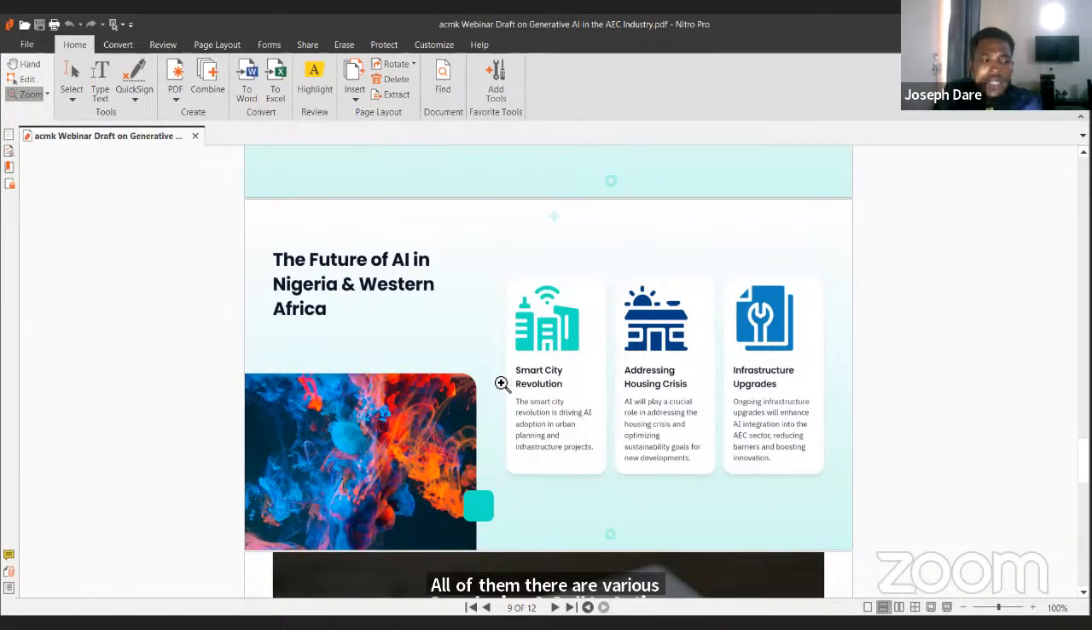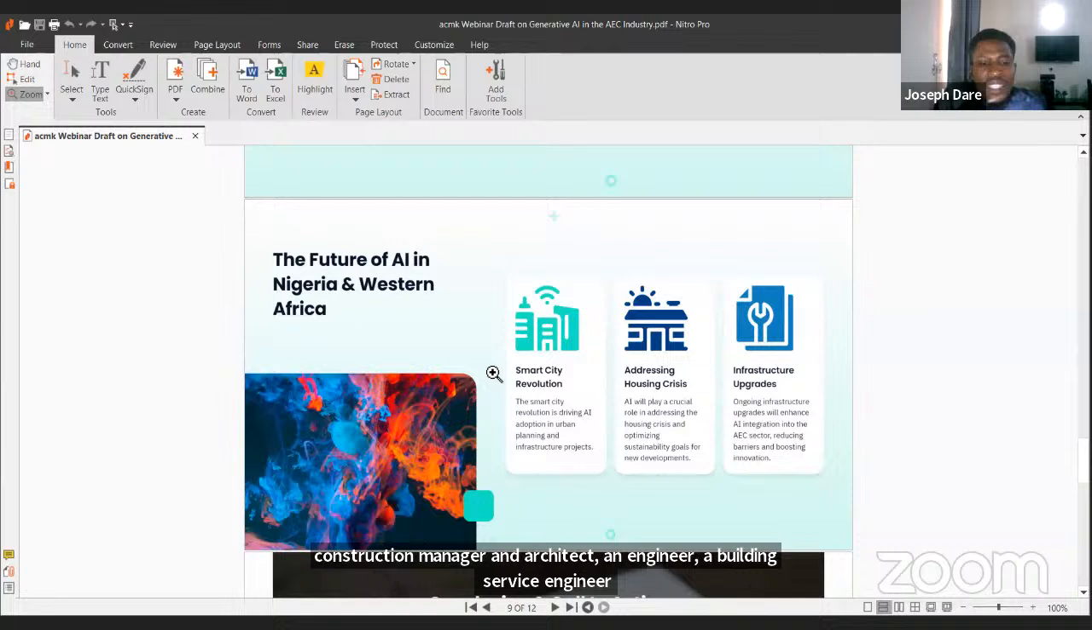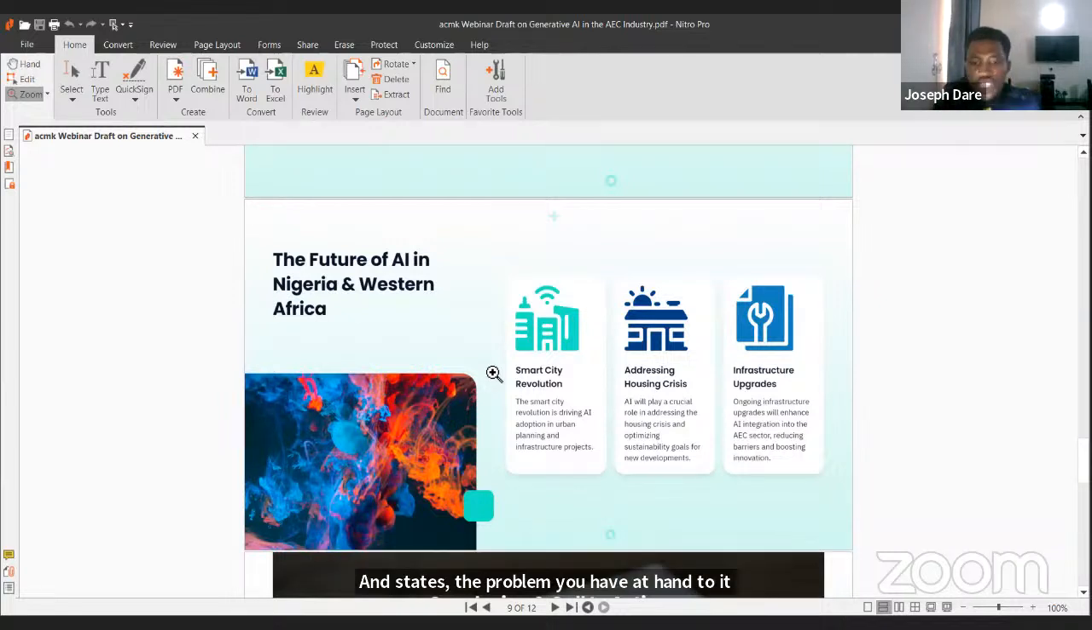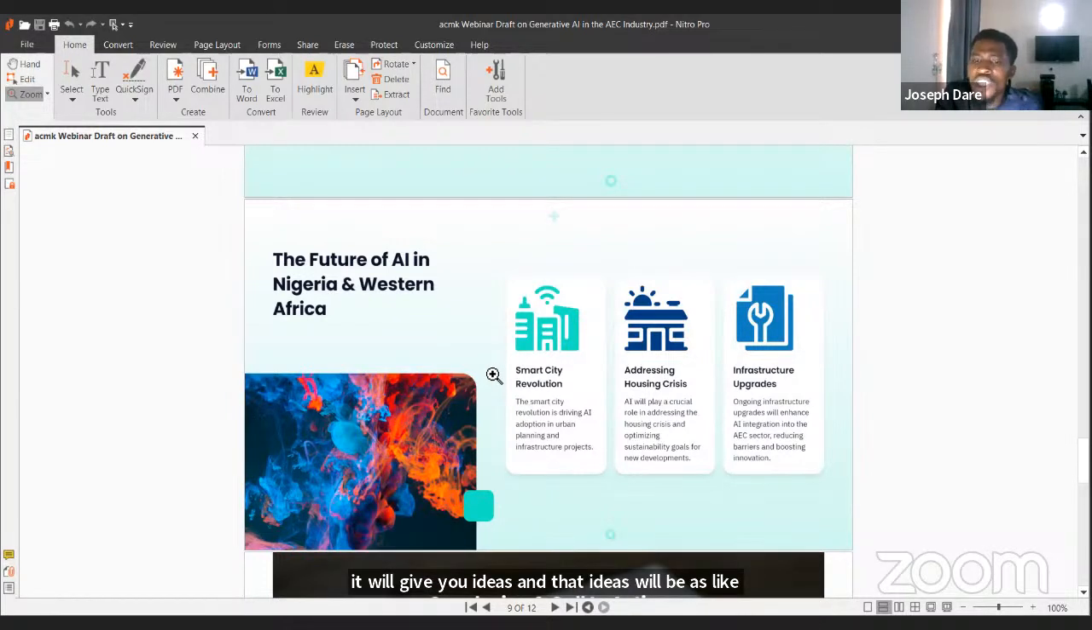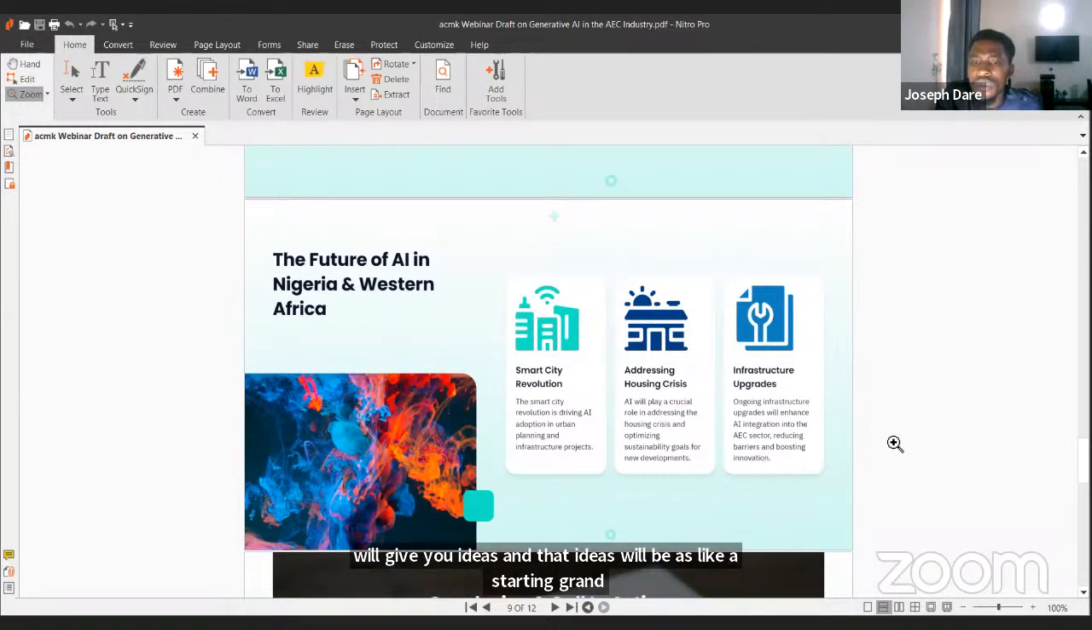You just have to go to them, tell them to assume the role of a construction manager, an architect, an engineer, a building service engineer, state the problem you have at hand, and tell it to give you suggestions and ideas that are workable in relation to that ongoing project. It will give you ideas, and those ideas will be a starting ground for implementation of your project.